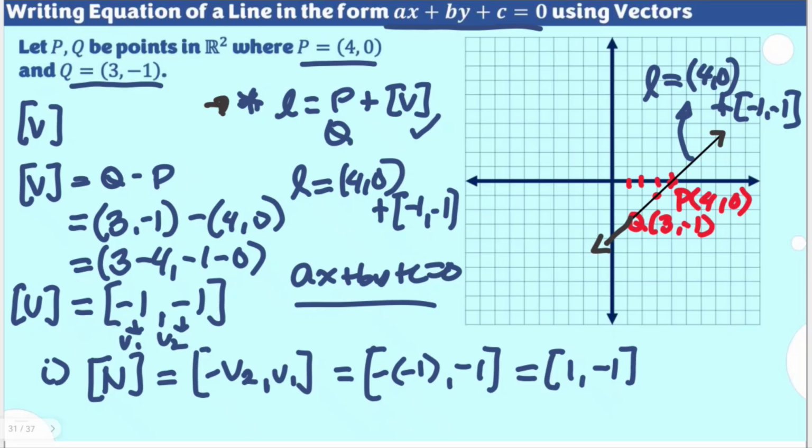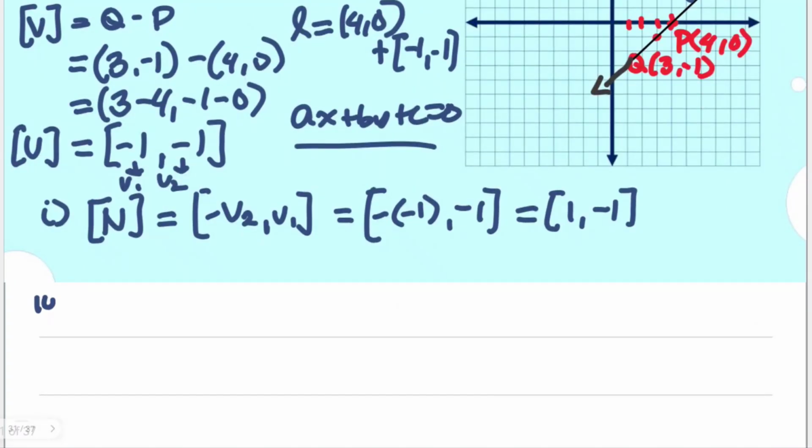Now with this, the next step here is actually identifying the a and b coefficients intended for this form. Now a and b coefficients are just basically these values in your normal vector. Again, it should be in your normal vector, not the direction vector v.